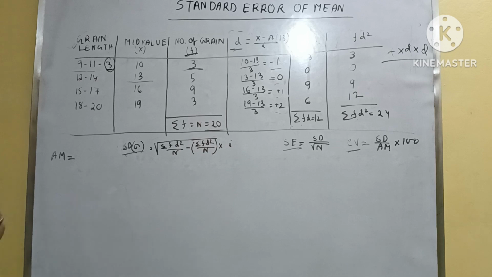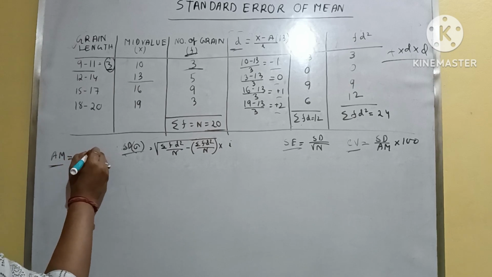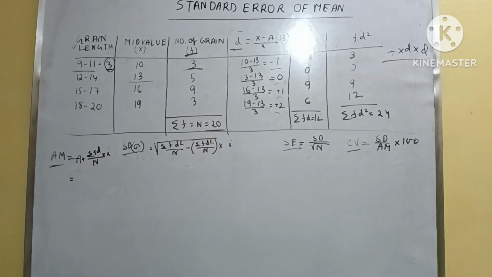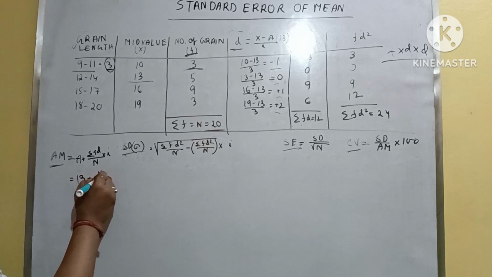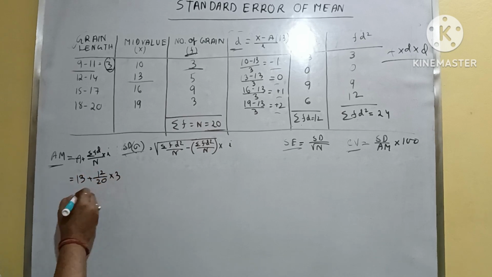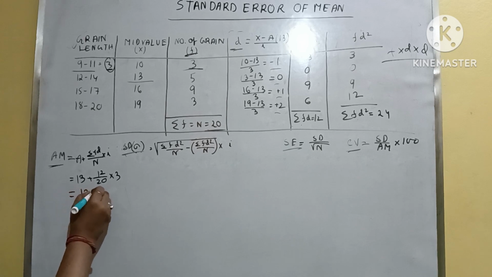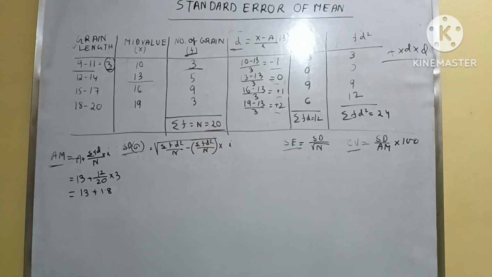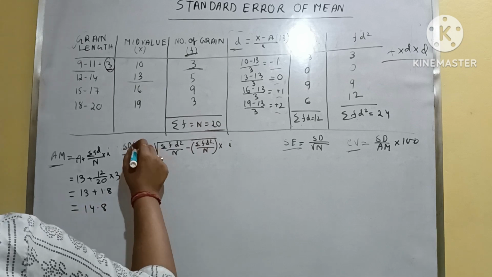First is the arithmetic mean. The formula is A plus summation of FD by N into I. So A is 13, the assumed mean, plus 12 by 20 into 3. So here the value is 13 plus 1.8. Okay, 12 by 20, so the value is 14.8.